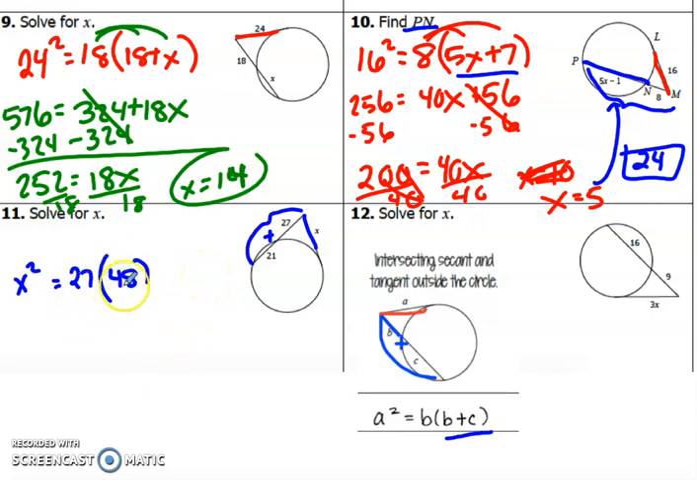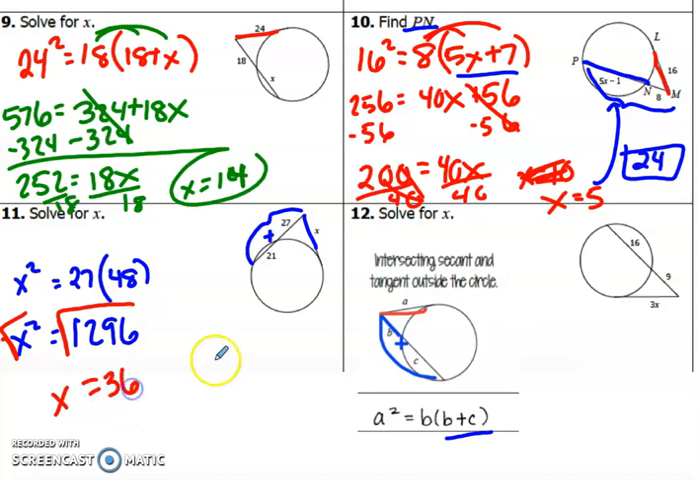So now I'm going to multiply this right side to get 1,296 is equal to x squared. Now to get rid of a squared, we are going to square root both sides to get me 36. Okay, so if you have x as an outside tangent, you know you're going to have to eventually square root your final answer.